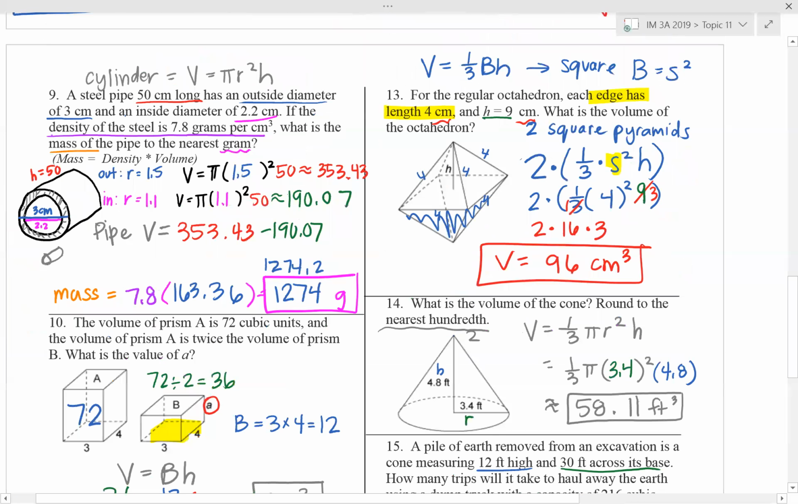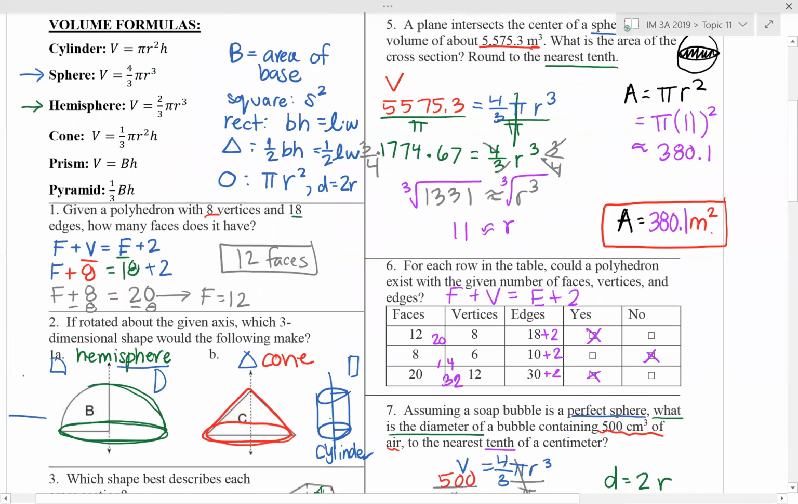These same formulas that are on the front will be on your test. Also, a reminder will be there to tell you that you need to write down your work. Remember that these things that I wrote in blue are things that you need to know, that capital B represents the area of the base, that the formulas below there are things that will be commonly used, and that faces plus vertices equals edges plus 2. So that's all for the topic 11 review.